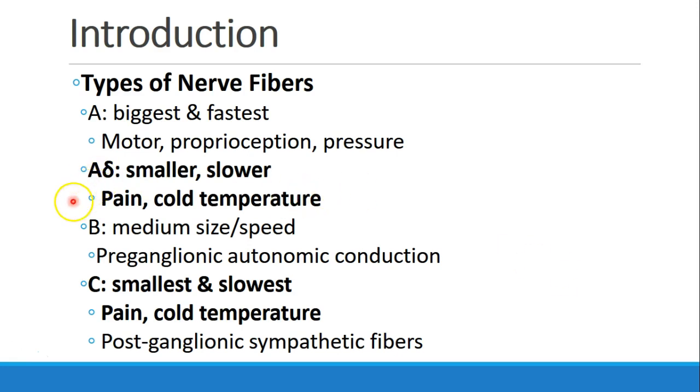Skipping over A delta for a moment, the B fibers are medium size and medium speed, and are typically found in the autonomic nervous system, in the preganglionic axons. Type C fibers are the smallest and the slowest. They transmit pain and cold temperature, as well as some postganglionic sympathetic fibers. The A delta fibers are similar to the C fibers in that they are small and slow, and also transmit pain and cold temperature.